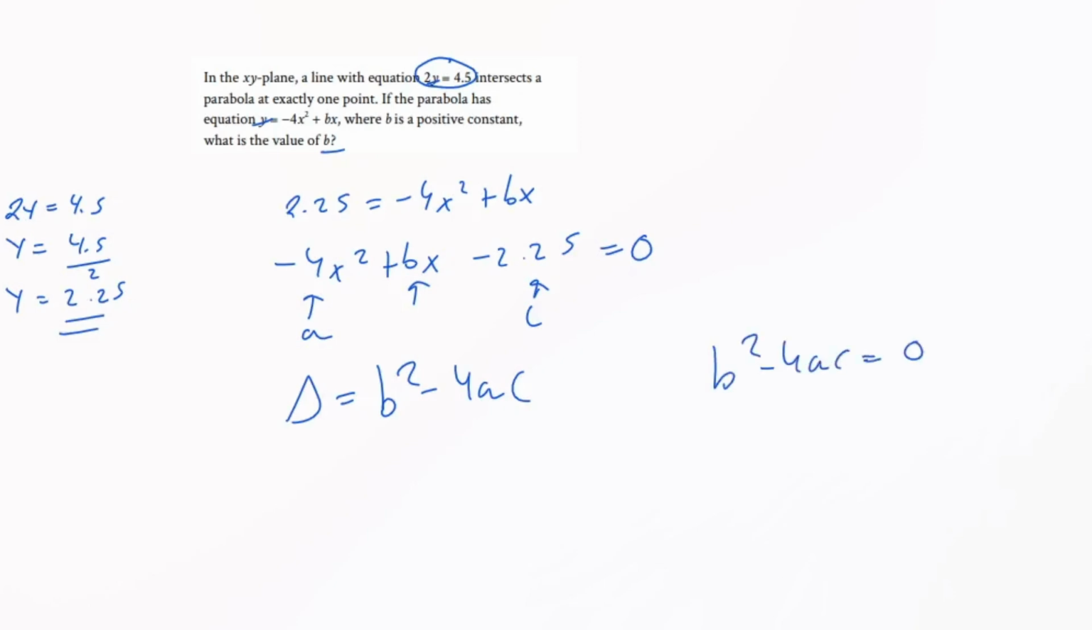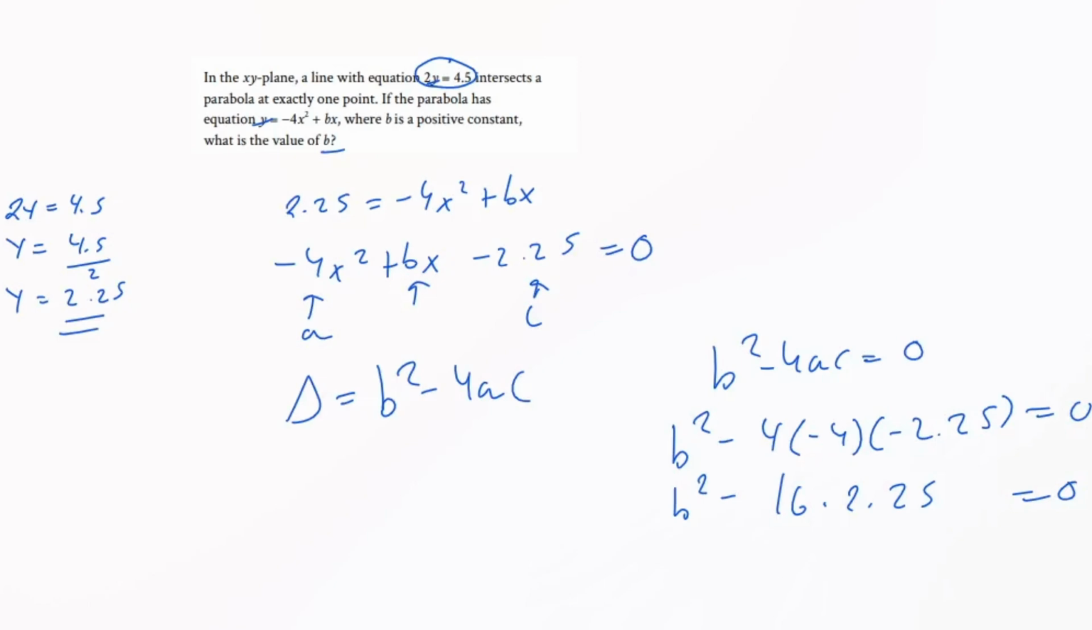So let's plug in our values. I don't know my b value, so I'm going to leave it empty. So it's going to be b squared minus 4 times your a value of negative 4 times negative 2.25 for c, is equal to 0. Now all we have to do is simplify this. So this becomes b squared minus 16 times 2.25 is equal to 0. So then it would be b squared minus 36 is equal to 0, right? It would be simplified into this.